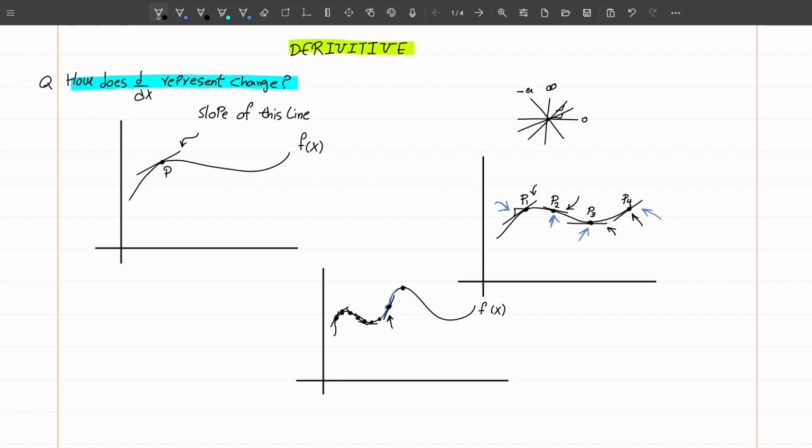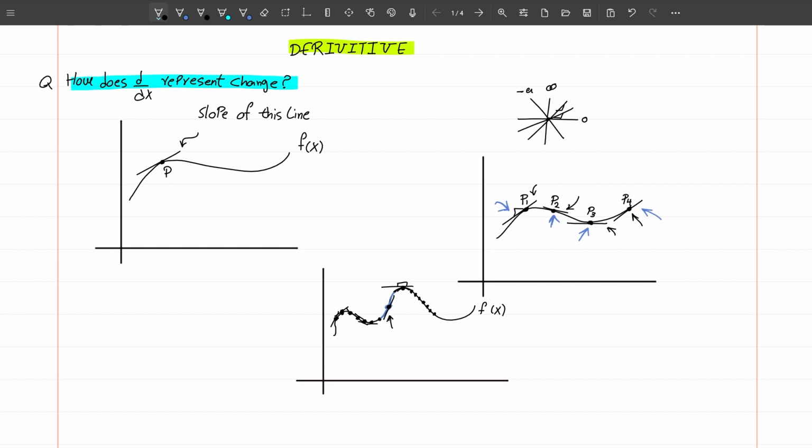But on the other side, if we took the slope of this line, the slope of this line would be 0. And we also can see that at that point f of x does not change. In fact, it has a maximum. After that point, f of x will begin decreasing. So the slope of these lines on each of these points will give me a negative slope.